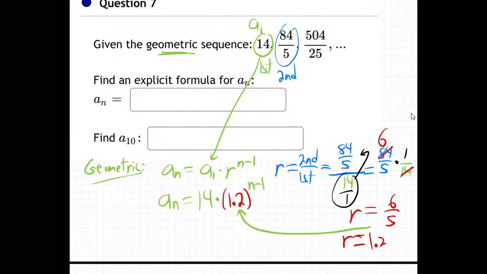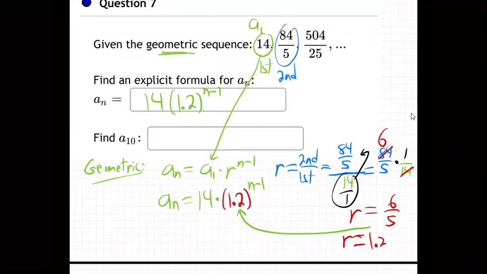So there's the a sub n formula. Let's write that here. 14 times 1.2 to the n minus 1. So there's the formula, the a sub n formula. You don't really even need this dot here. If you just say 14 parenthesis 1.2, it means multiply anyway. Either way, with the dot or no dot, it means multiply. 14 times 1.2 to the n minus 1 power. So that's the a sub n formula.